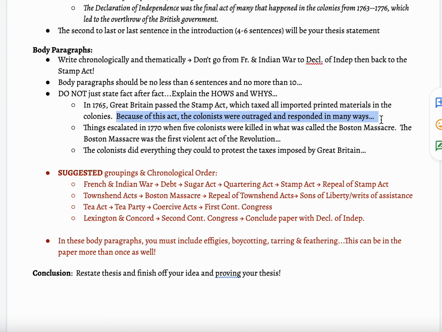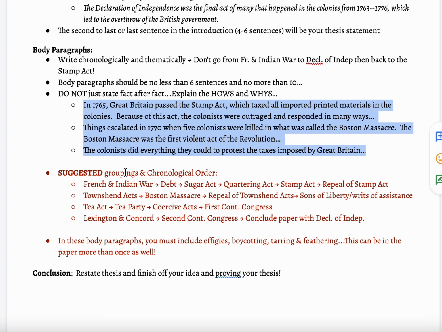For example, things escalated in 1770 when 5 colonists were killed in what was called the Boston Massacre. That's the fact. The Boston Massacre was the first violent act of the Revolution. That's the evidence that tells me why it's important. See where I'm going with this? You can use this stuff.